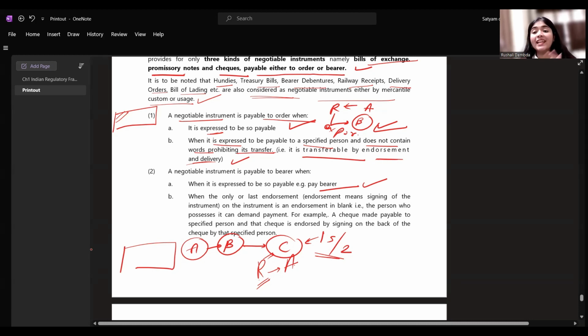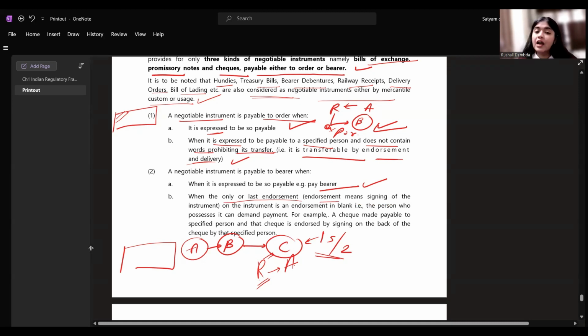Or when the only or last endorsement is done, if I only give the name to B, so only B will get the money. If it is the last endorsement, B has sent it to C, so that is the last date. On 15th of February, C is having the negotiable instrument or check, so C is going to get the payment, right? Only or last endorsement, this also comes under bearer.